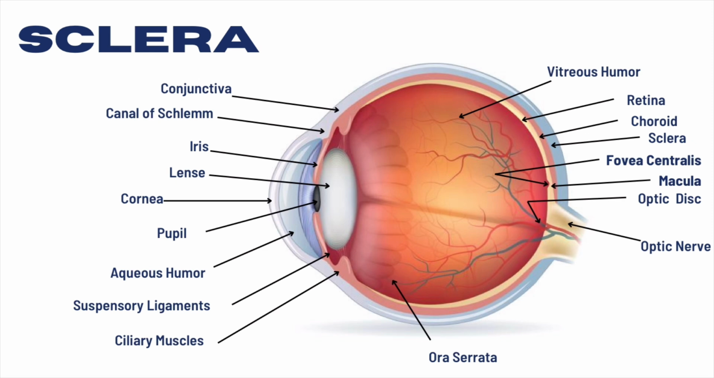And finally, we have the sclera, the tough white fibrous outer protective layer of the eye. This is what we see when we look at people and refer to when we talk about the whites of their eyes.